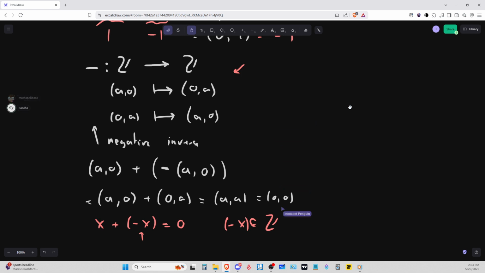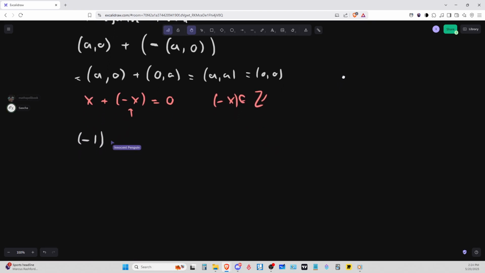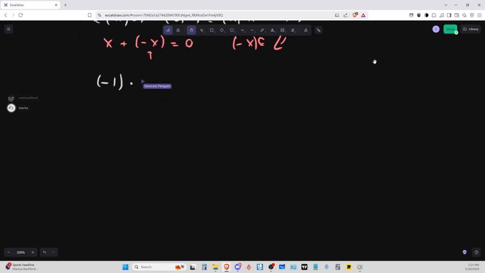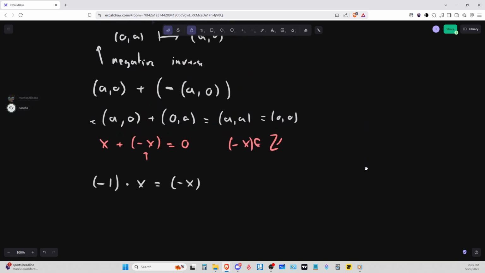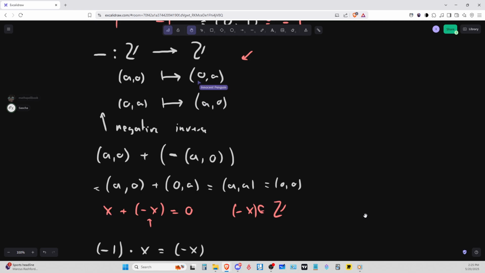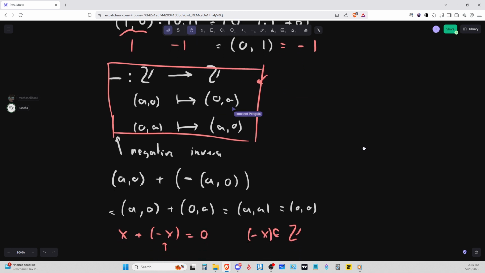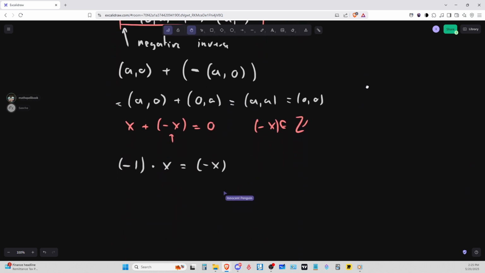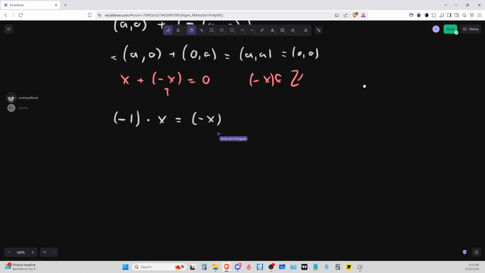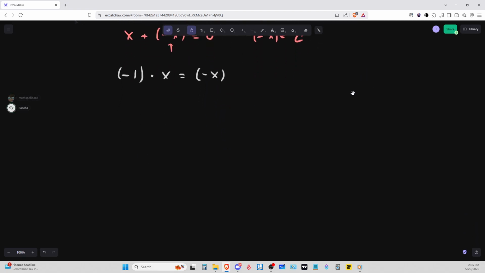But here we get into a little bit of a funny problem. -1 is also an element of the integers, and now that we have defined multiplication, it makes sense to ask the question: is minus 1 times x equal to minus x? Where the last one is the one I just put in the red box, and the other is multiplication by -1. And one can check that indeed that's the case.